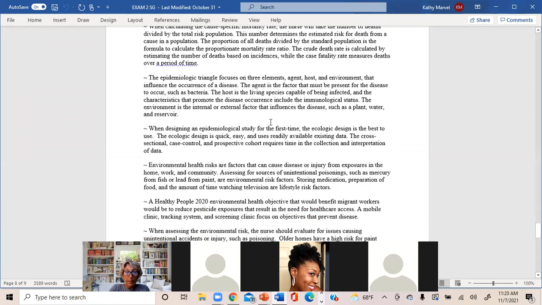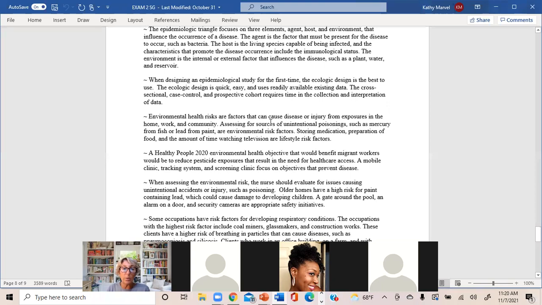Okay. And then if the nurse is involved in epidemiological studies within the community, right? When discussing an epidemiological study for the first time, the ecologic design is the best use, right? And here's the difference, a few differences and a few methods. The ecologic study is quick, easy, and uses available data. And then it talks about a few more, the cross-sectional, case control, and prospective cohort, which require time and collaboration and interpretive data. So that's just some different methods.